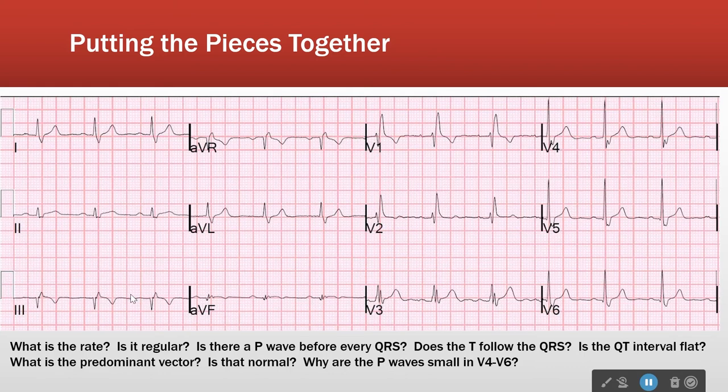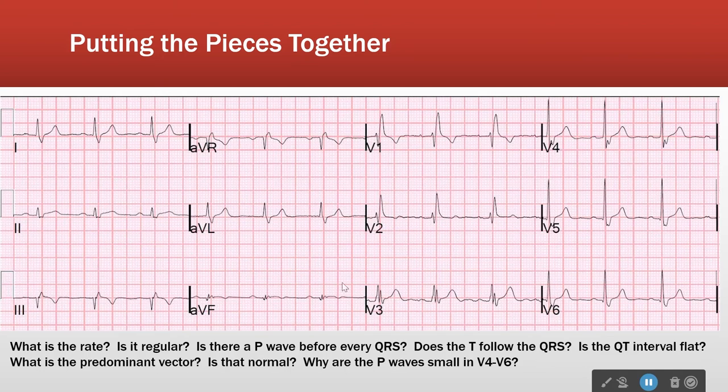If we talk about our Cabrera circle here, in lead one, the deflection is mostly positive. In lead two, the deflection is also mostly positive. Even though it's smaller, it still is a positive deflection. So our axis here is going to be in that normal area, because lead one is positive and lead two is positive.